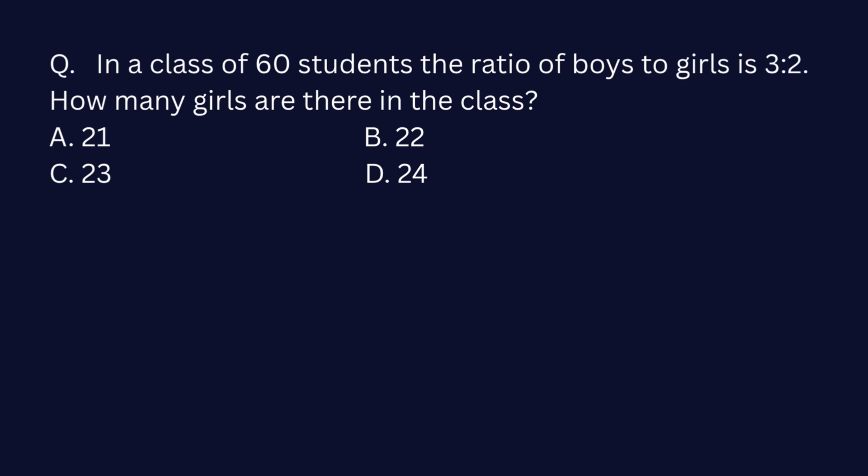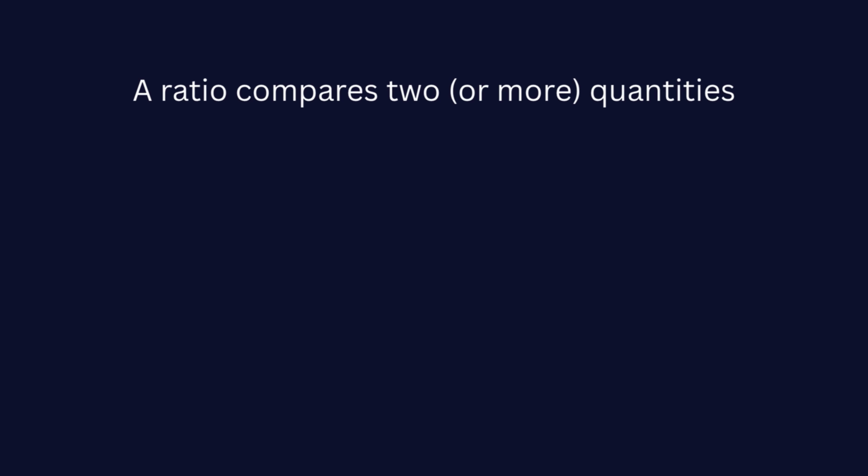In a class of 60 students, the ratio of boys to girls is 3:2. So we need to find how many girls are there in the class. We have option A, option B, option C, or option D. Now we need to understand what a ratio is. Well, a ratio is something which compares two or more quantities. In our case, we are trying to compare boys to girls, and we are given the ratio of 3:2.